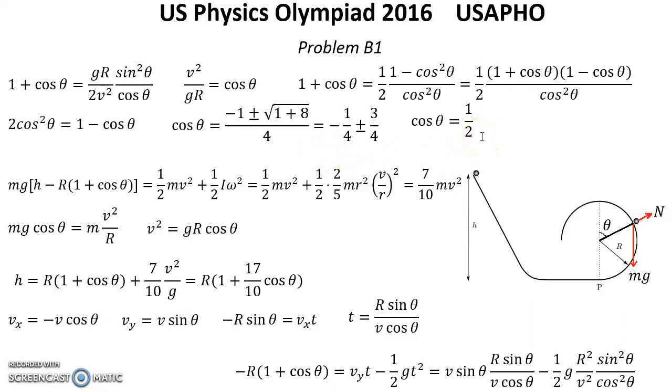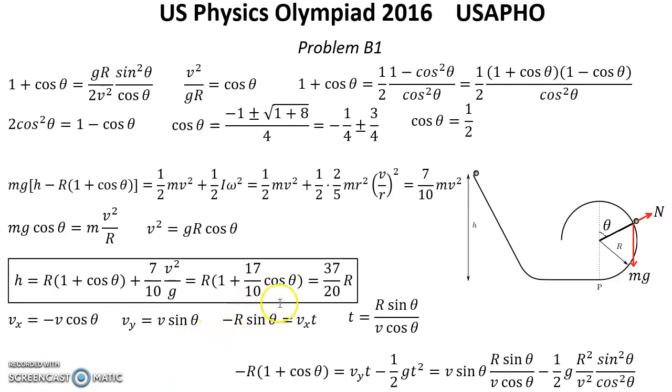Cosine theta equals 1/2. And now we can put this 1/2 in the final expression for h. When we put 1/2 instead of cosine theta, we have h equals 37/20 r. That's the answer for problem B1.